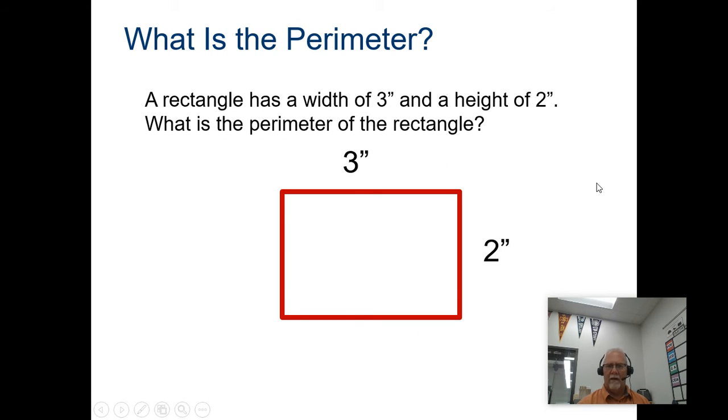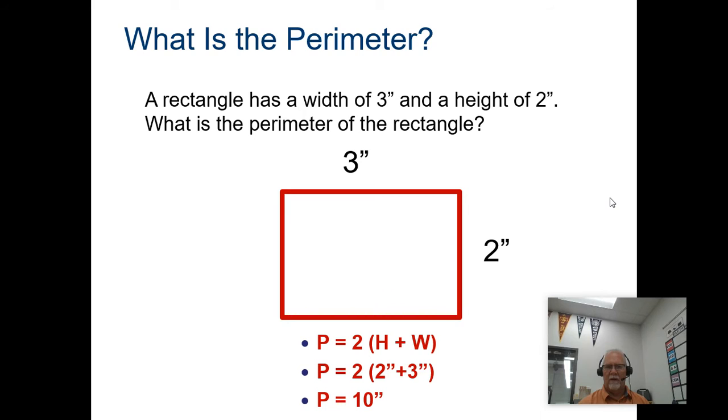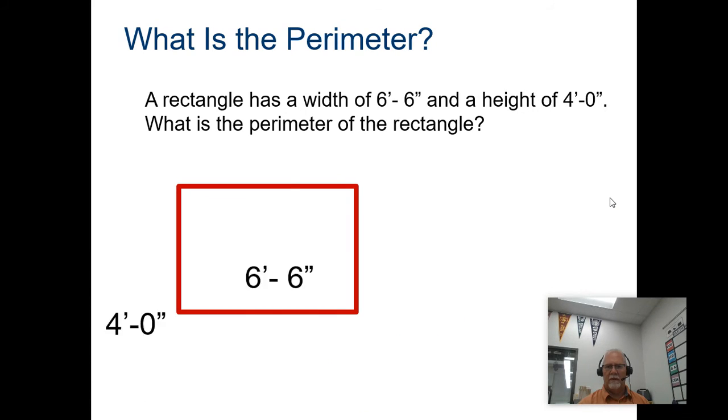If we have a rectangle that is 3 by 2, what is the perimeter for this? Well, we plug it into our formula. Perimeter is 2 times h plus w. Plug in the 2 and the 3. That's 5 times 2 gives us 10. A simple perimeter calculation. We'll do a couple more here that will get us a little more involved and start using some of our architectural notation we've been working with.